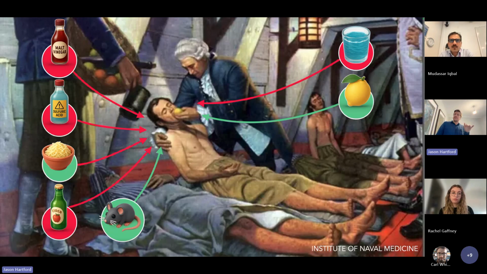Now that was 1747 or 1748. I might be getting the date wrong by a year, but the story didn't end there. So you would think, okay, cool, we've discovered the cure.